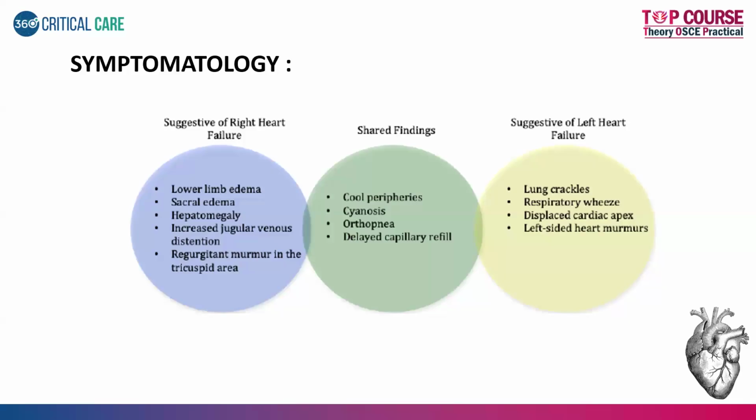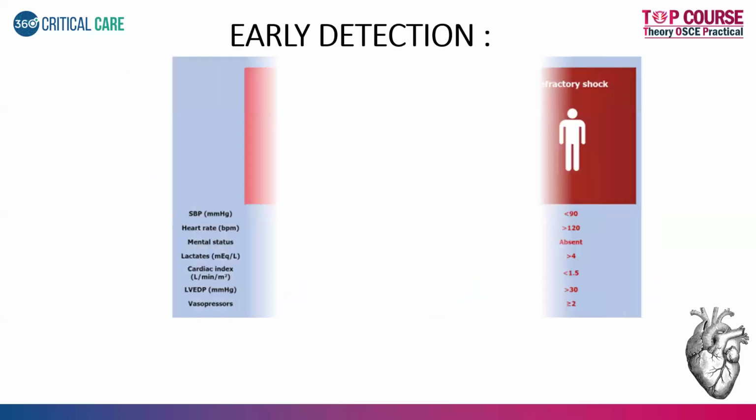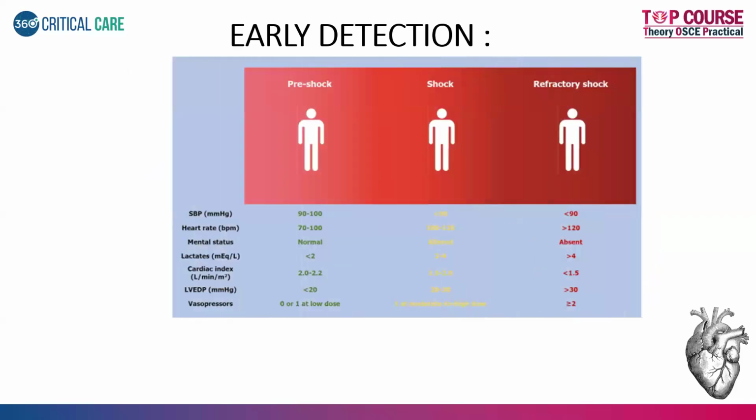And if there is a biventricular failure, or if both are involved together, it can lead to cool periphery, cyanosis, orthopnea, and delayed capillary refill, which is an indicator of poor cardiac output. So what has early detection got to do with all of this?